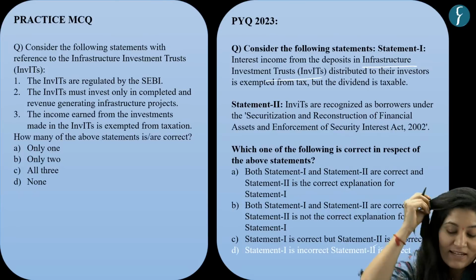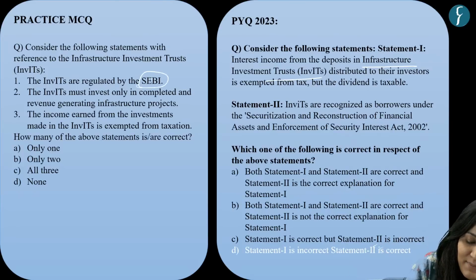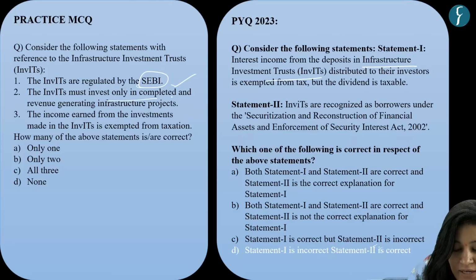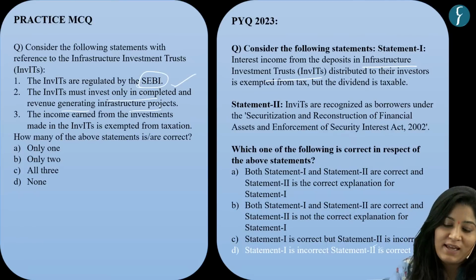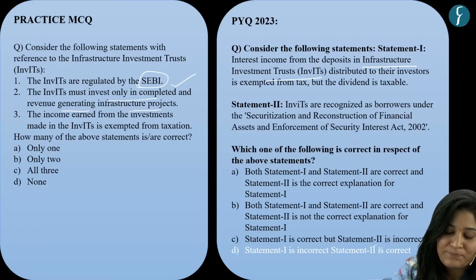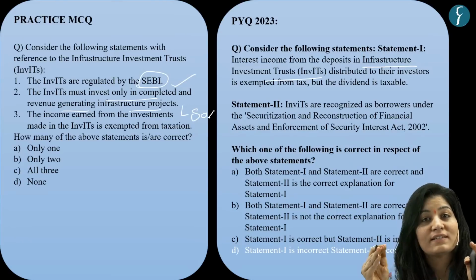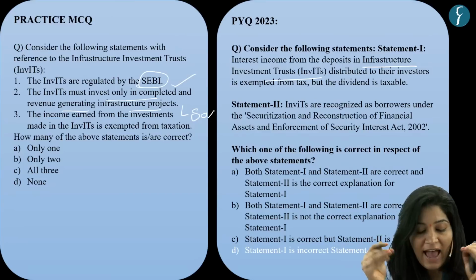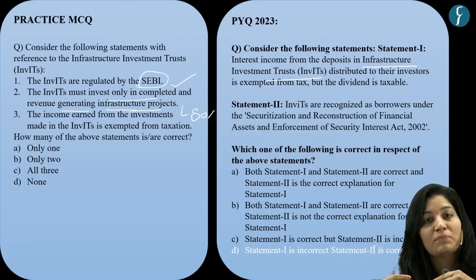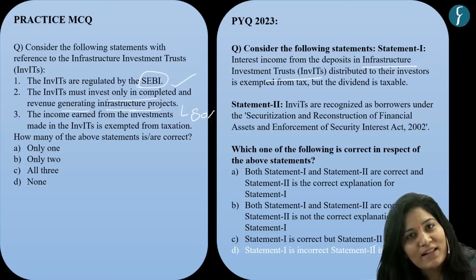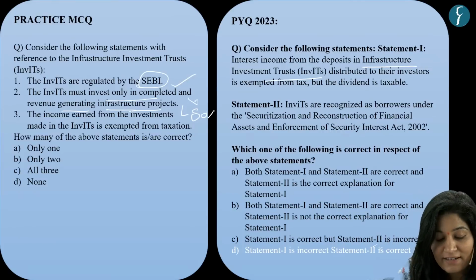So the first statement is, InvITs are regulated by SEBI. This statement is correct. They are regulated by SEBI. Second is, InvITs must invest only in completed and revenue generating infrastructure projects. Now, this statement is incorrect. Why? Because InvITs can spend 80% in completed and revenue generating infrastructure projects, but still 20% they can spend on other projects as well. This makes our second statement incorrect.